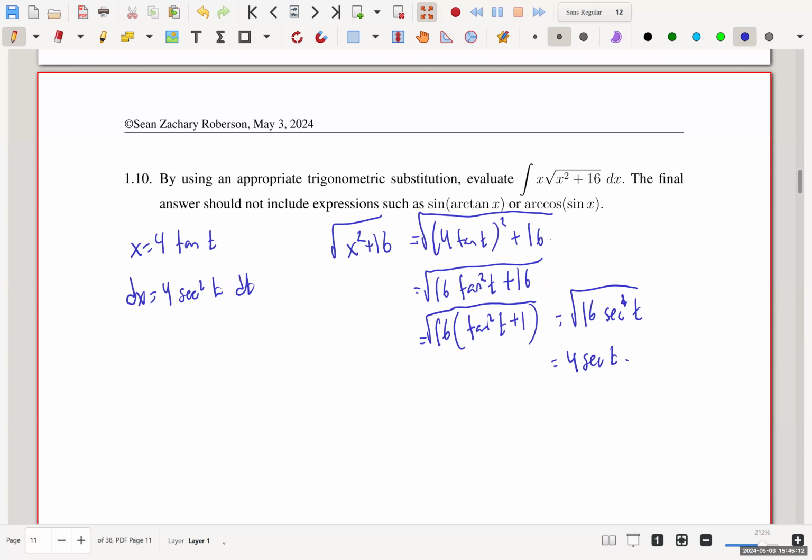We're in excellent shape here because now everything collapses nicely. So let's look at what our integral is now. We have the integral of x square root of x squared plus 16 dx. All right, now let's think. x is 4 tan t, and we already figured out that the stuff inside the square root is 4 secant t.